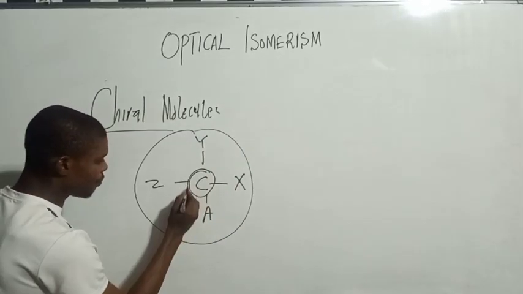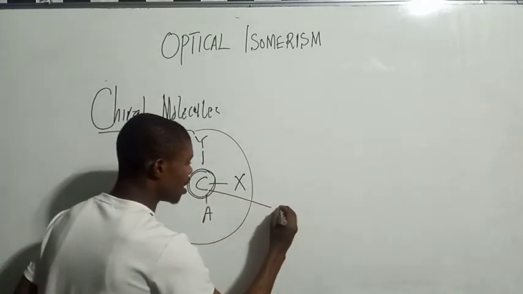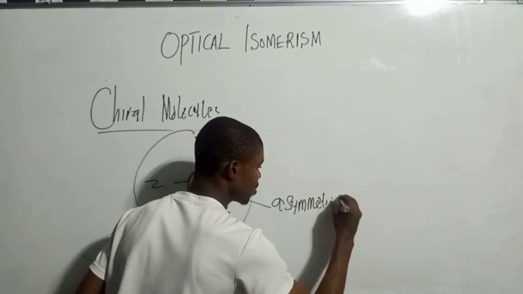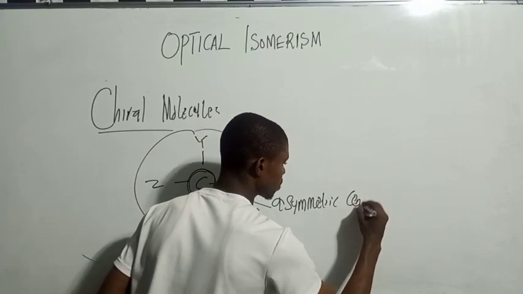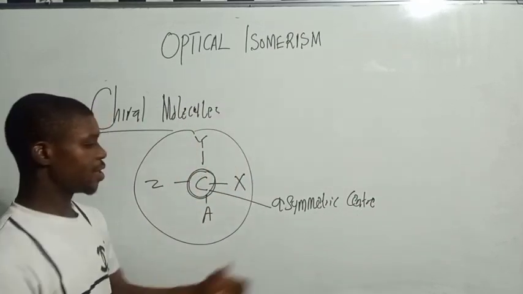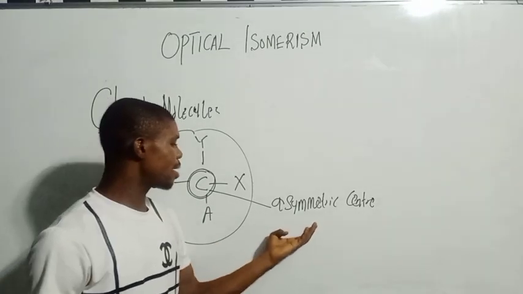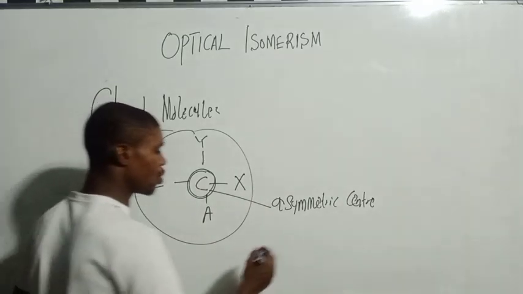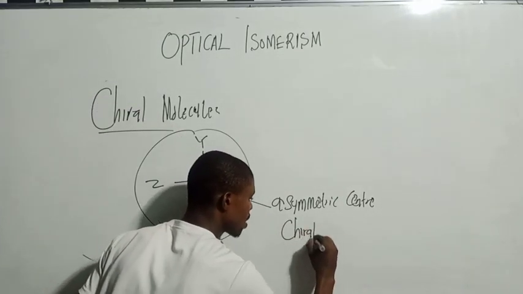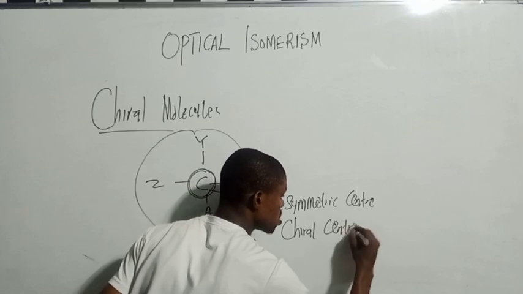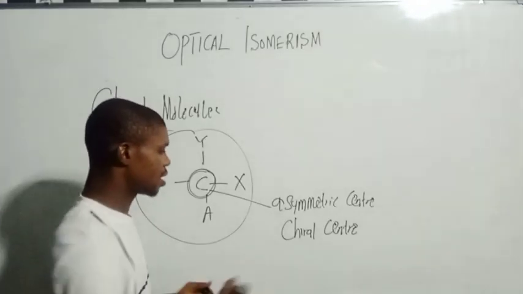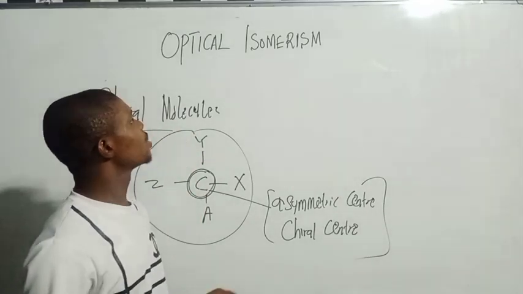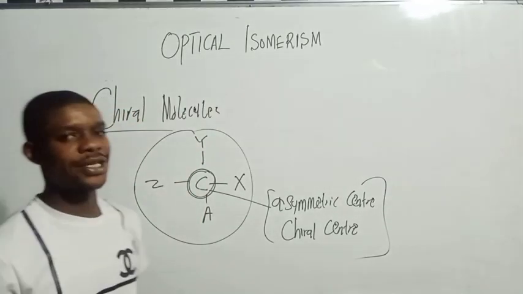And this carbon atom carrying four different groups is called an asymmetric center, which we also call the chirality center. These are things you want to understand. All chiral molecules possess or exhibit optical isomerism.